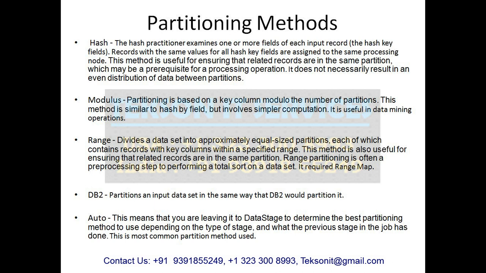Now the next is range partitioning. In range partitioning, basically we divide the data based on a particular range. Let's say you want A to D in one partition, D to L in the second, and L to K in the third. You can do that with the help of range partitioning. But before that, you need to create a range map by using the range map stage, for implementing the range partition.